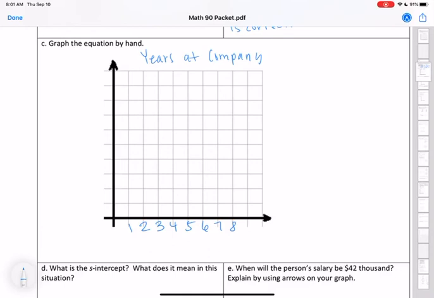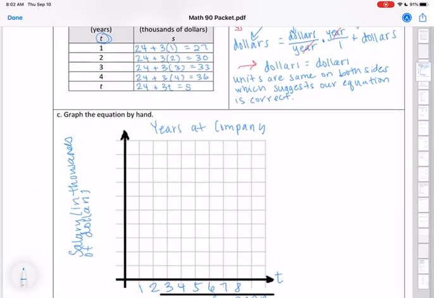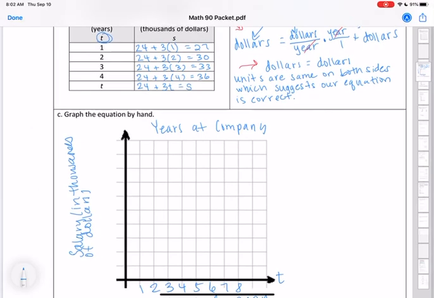And I don't even need that many. That was time at company. So I got my little T. I'm going to write time at company, and then in parentheses, write in years. And then up the side, I have the salary in thousands of dollars. And for that one, the lowest was 24. And then the highest, it went up to, looks like we have 36 on there.